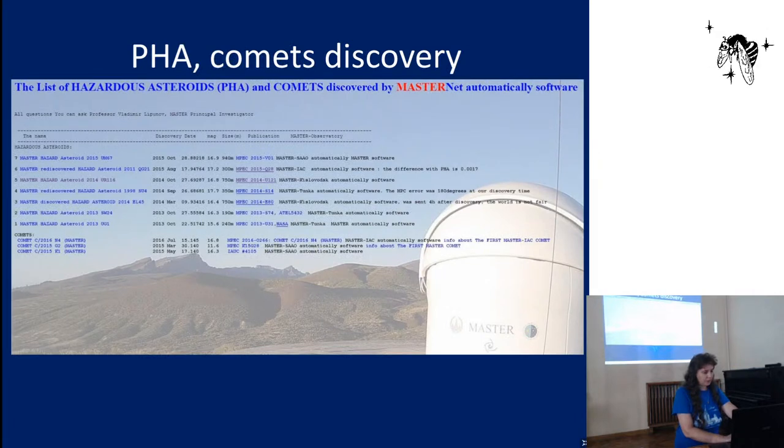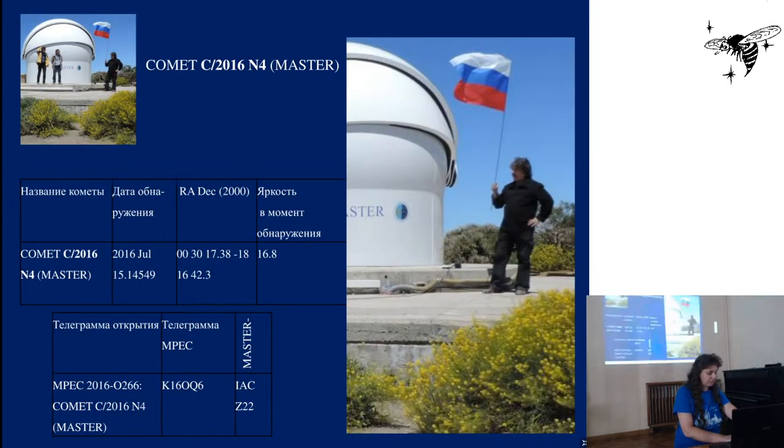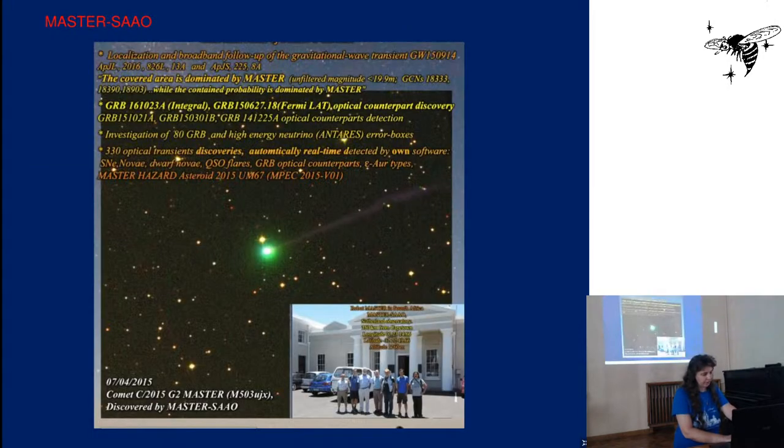And here you can see examples of potentially hazardous asteroids and comets discovered by all MASTER telescopes, including MASTER-SAAO and MASTER-EAC. There is a comet that was discovered by the MASTER auto-detection system in 2016 at MASTER-EAC. This was the first comet discovered there. Here you can see the comet discovered at MASTER-SAAO, our first comet there, and the brightest.